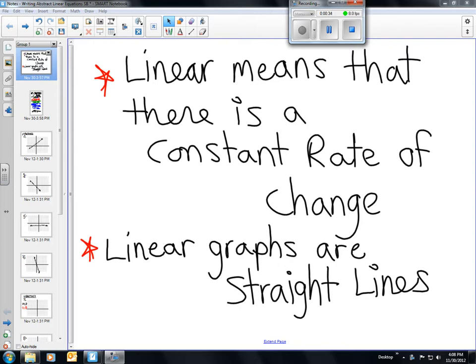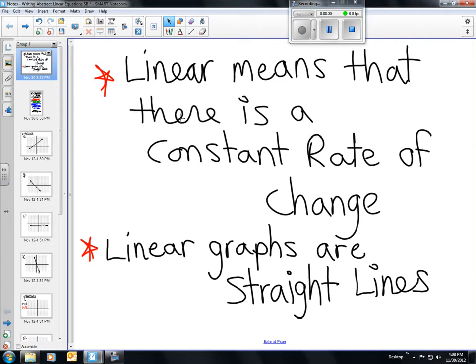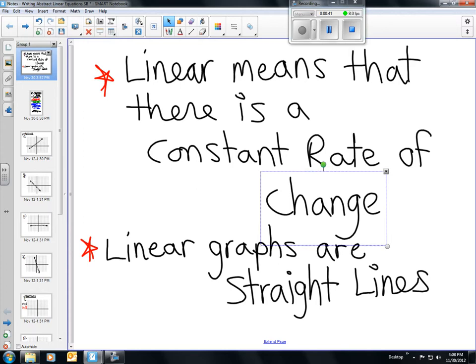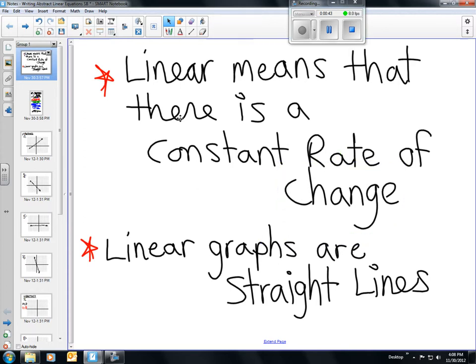So first we need to do a little review here. And the review is, what does linear mean? Linear means that there is a constant rate of change. So something is changing at a constant rate. And what that looks like on a graph then is linear graphs are straight lines. So let's move then to objective 1.